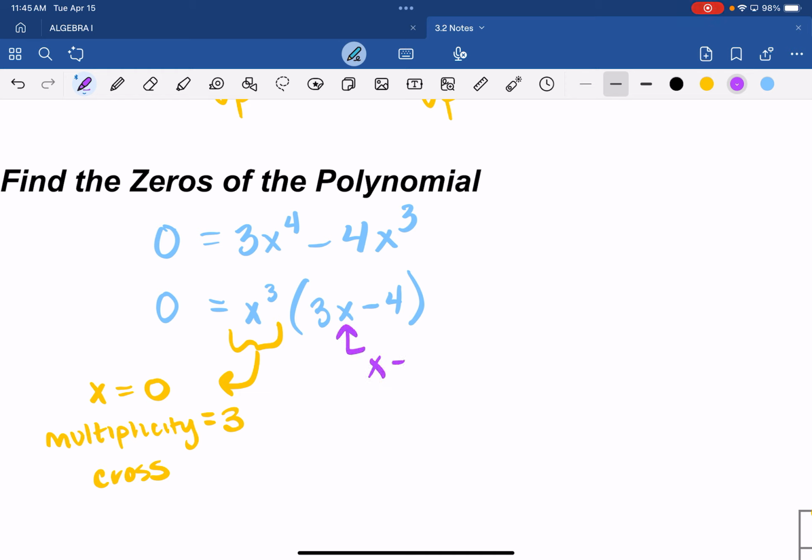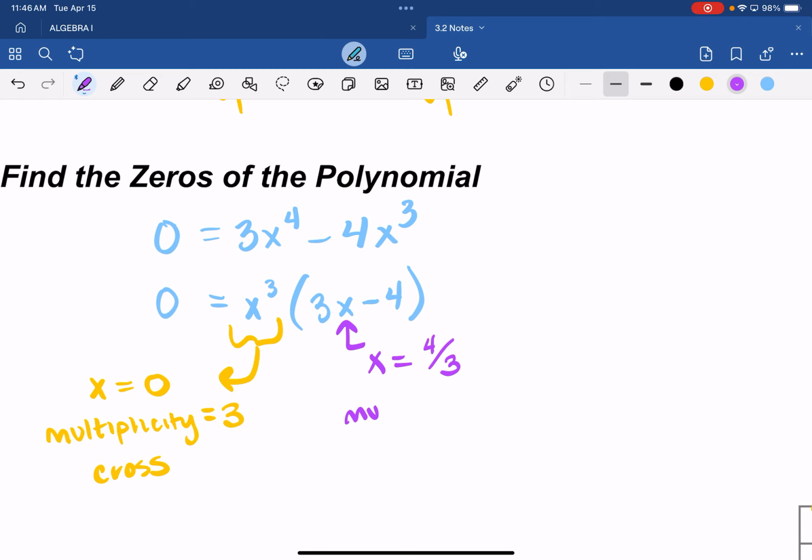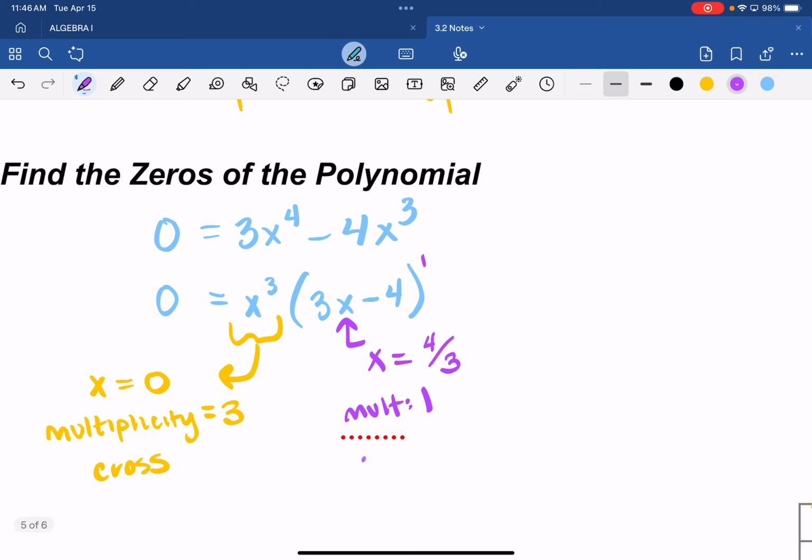All right, our next one. I know my x value is going to be 4/3. It has a multiplicity of what? Just 1, right? Because I have an invisible 1 right there. That's odd, so I know it's going to cross there. Okay, so that's everything that we just did on the last one. We did here.